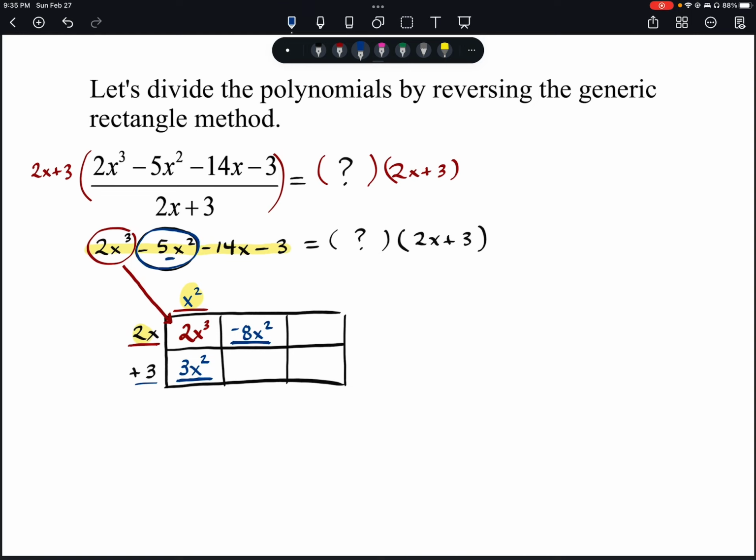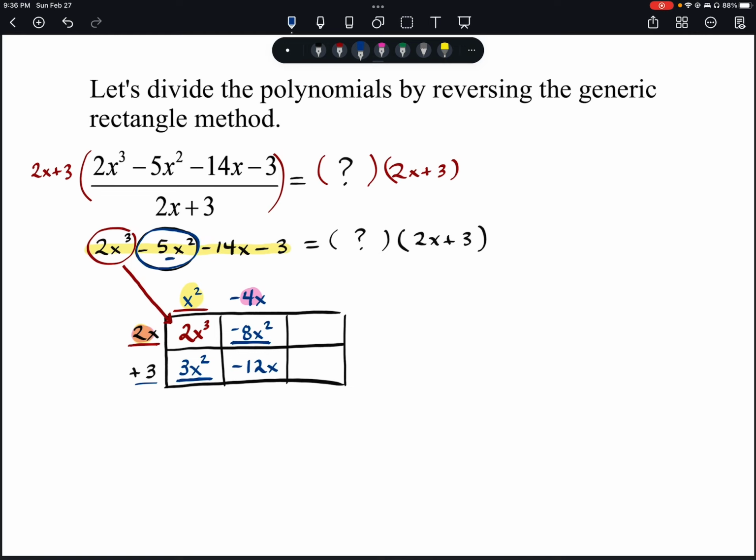And then we can repeat that process here. We'd say, I've got 2x here. What do I have to have here so that when I multiply times 2x, I get negative 8x squared? And if you say negative 4x, you are correct. And then we can distribute it through. Negative 4x times 3 is negative 12x.